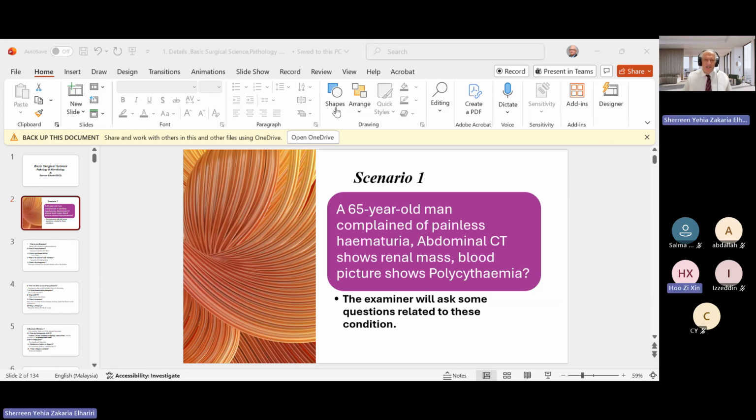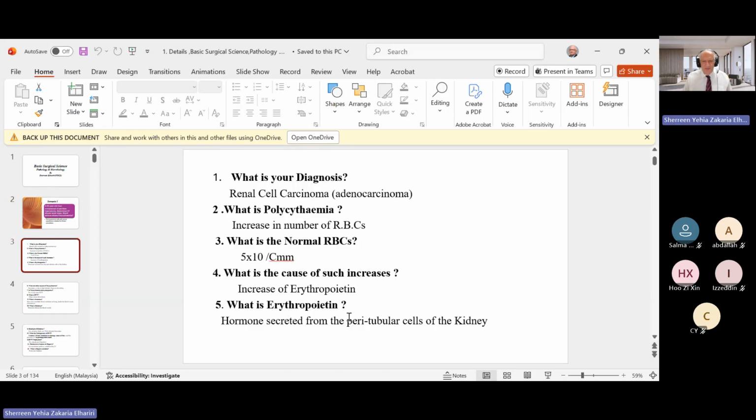Yeah, it is a hormone secreted from which part of the kidney? It is secreted from the peritubular cells of the kidney. Okay, peritubular cells. Yeah. In all the old books, they call it the juxtaglomerular apparatus, but now it is the peritubular cell. Okay.